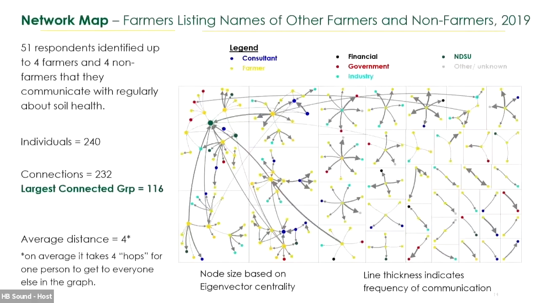Yeah, I think so. So we saw that first version of the map where farmers are listing farmers and we had the largest connected group of 20. Right. Let's take a look at what that looks like when we add in the other groups.